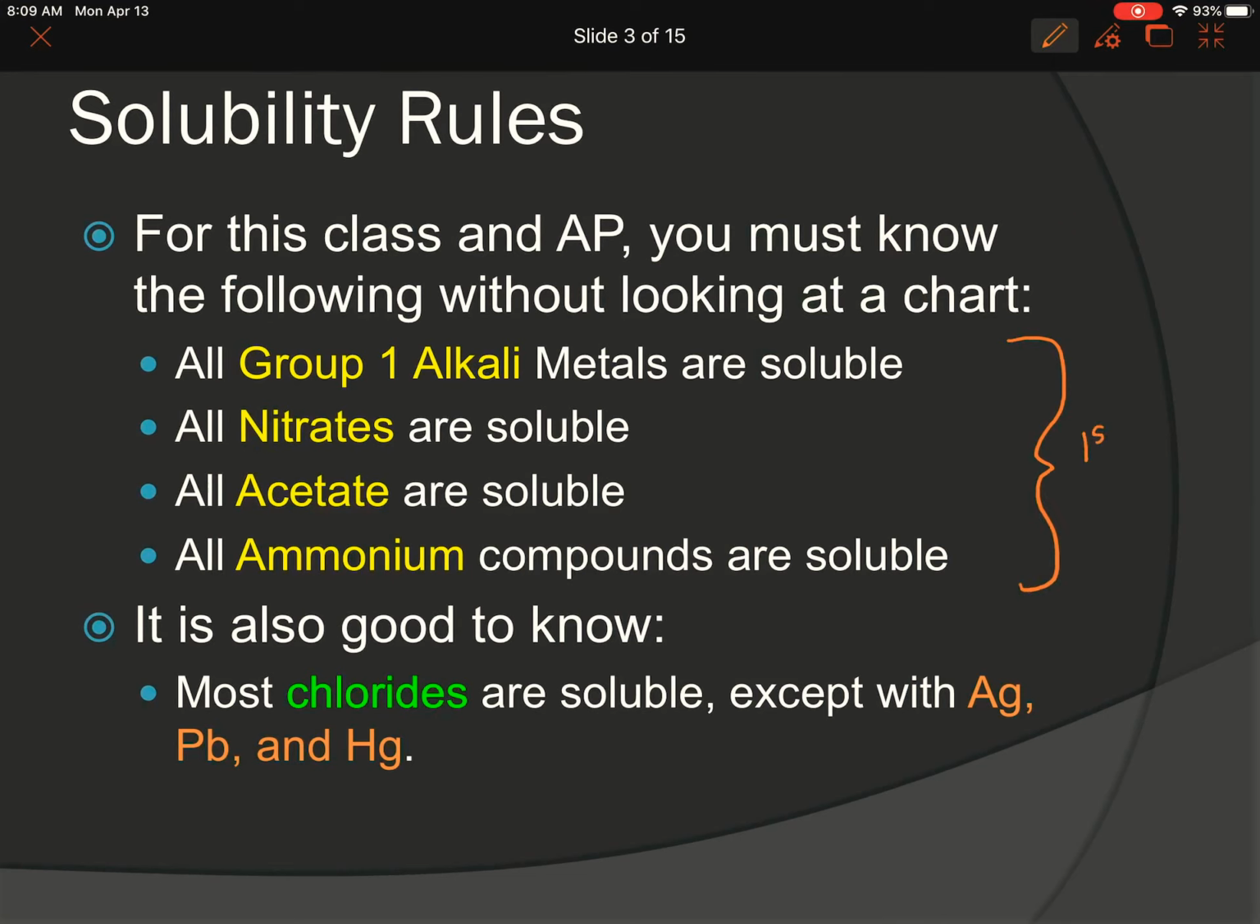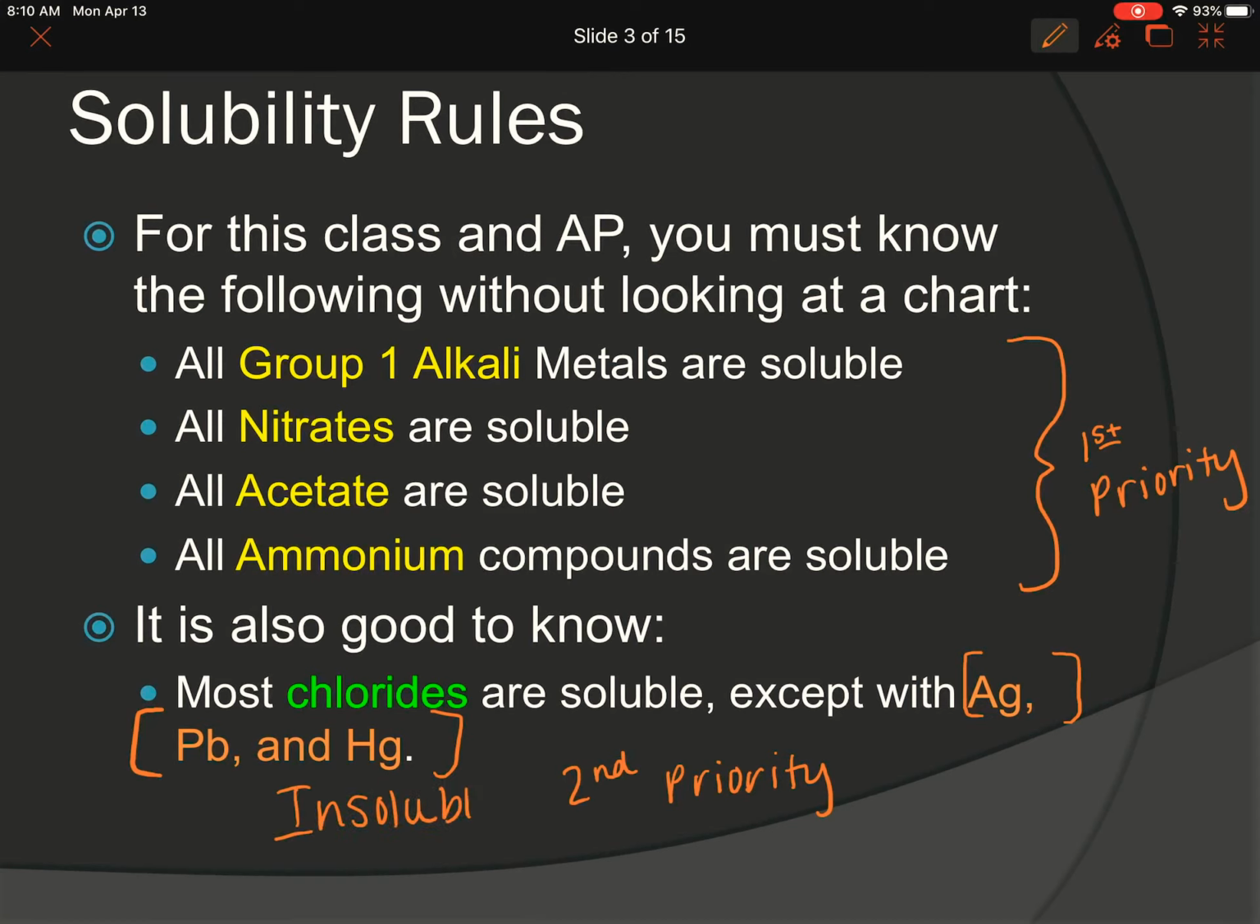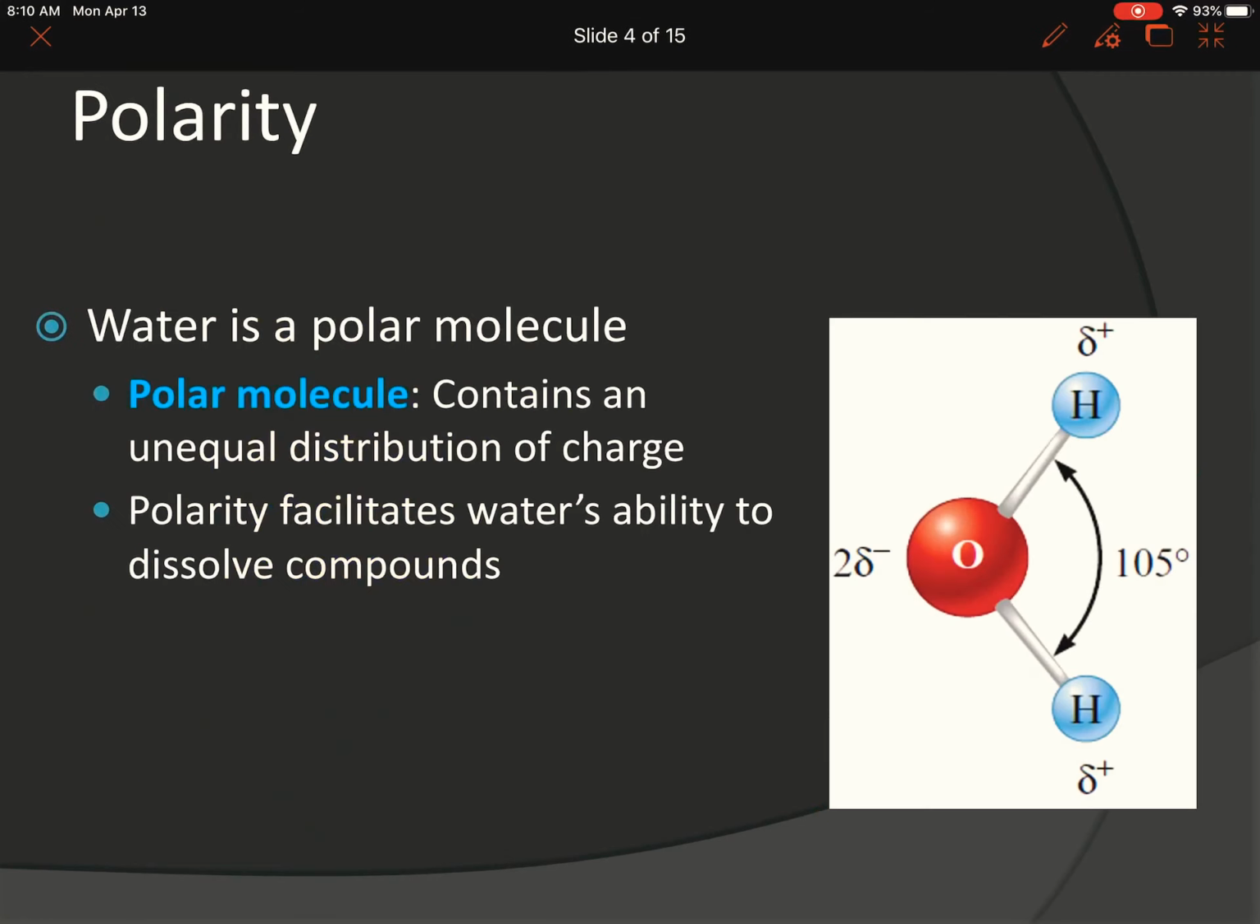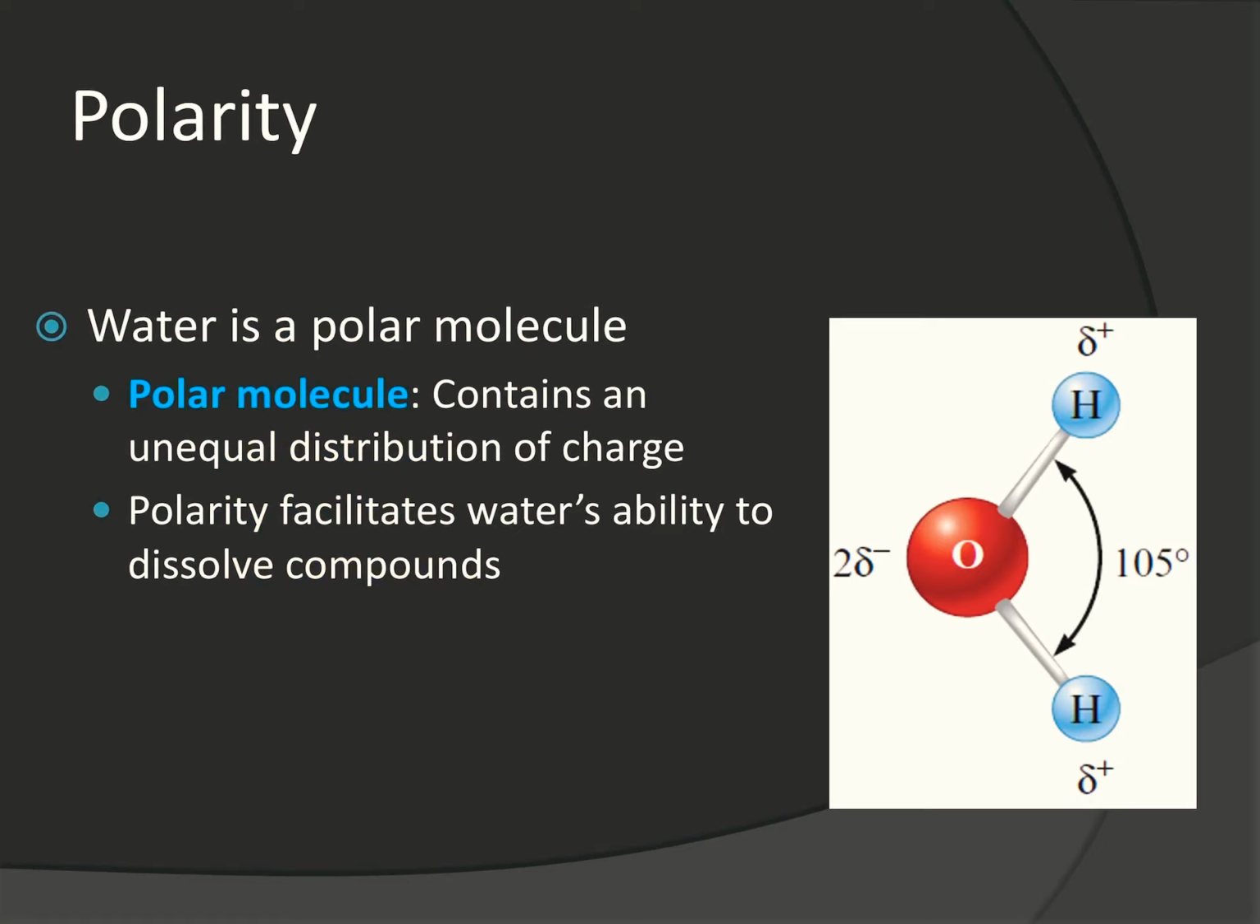These rules have first priority, whereas the insoluble rule has second priority. So silver, lead, and mercury are only going to be insoluble if they're not bonded to alkali metals, nitrates, ammonium, or acetate. So let's move on.